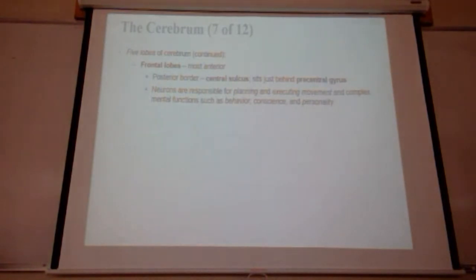Five lobes. The frontal lobes are the most anterior. They have a central sulcus on the back edge, the posterior border. The neurons are responsible for planning, executing movement, and complex mental functions such as behavior, consciousness, and personality.